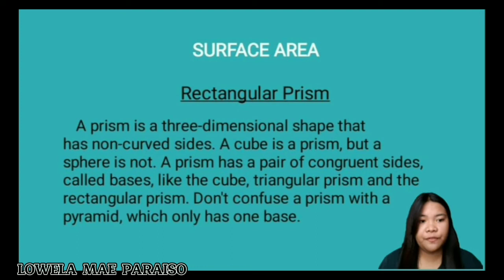Next, surface area of a rectangular prism. A prism is a three-dimensional shape that has non-curved sides. A cube is a prism, but a sphere is not. A prism has a pair of congruent sides called bases, like the cube, triangular prism, and the rectangular prism. Don't confuse a prism with a pyramid, which only has one base.